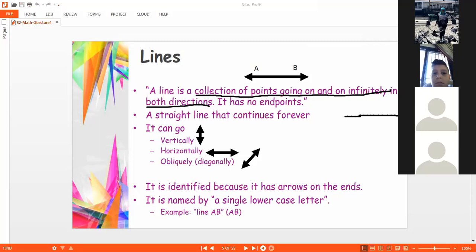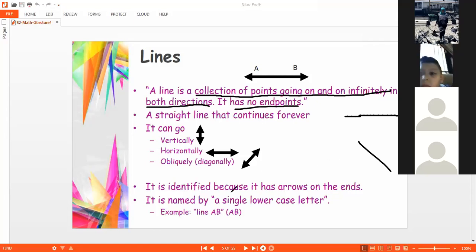Focus, okay? This line is a collection of points. It's a group of points that are straight beside each other, and you can extend them in the opposite direction as much as you want. It has no end point, because you can extend it as much as you want. It could be vertical, as you can see, horizontal, or oblique. So this is a line, and this is a line, and this is a line. It can go in any direction you want.